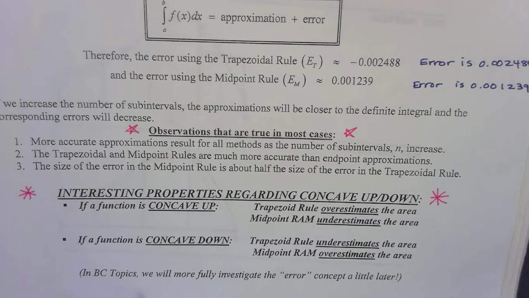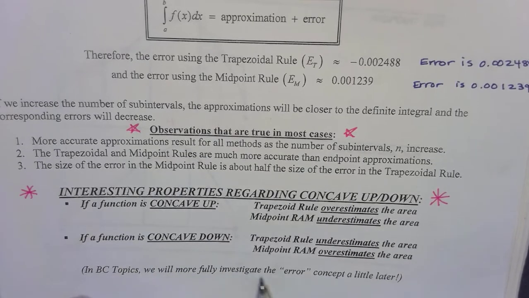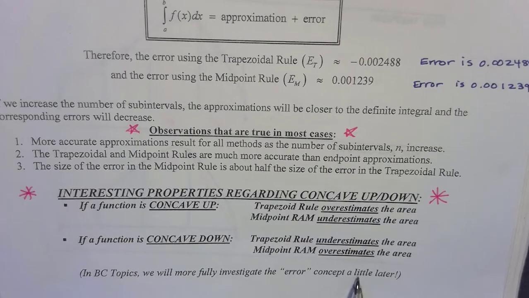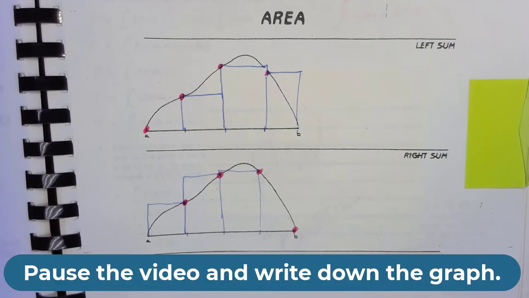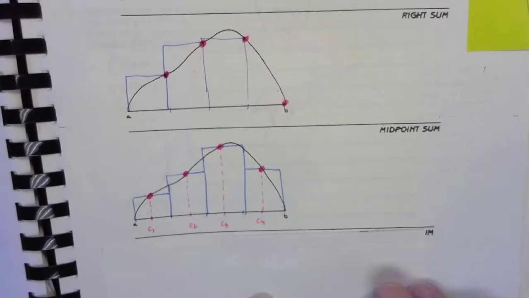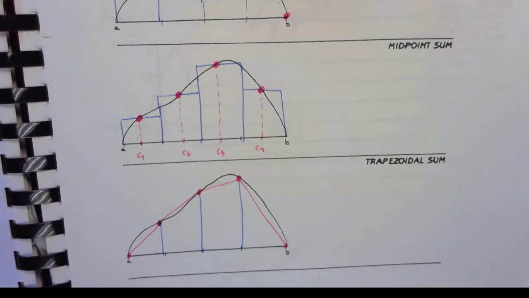Now, in our BC topics, those of you in BC, we will more fully investigate error later. It's a pretty important topic. Prior to today's lesson, this is what you knew: left sum and a right sum. You might want to draw those in. We had done a little experimentation with our midpoint sum. And today we concluded with the trapezoidal sum.